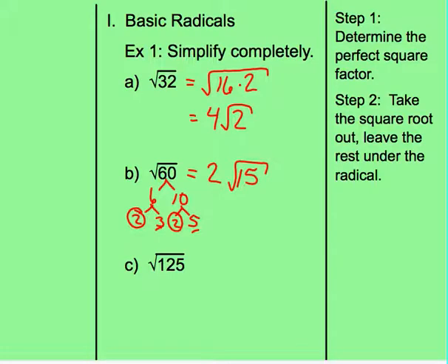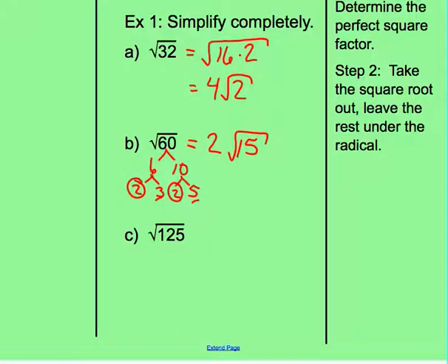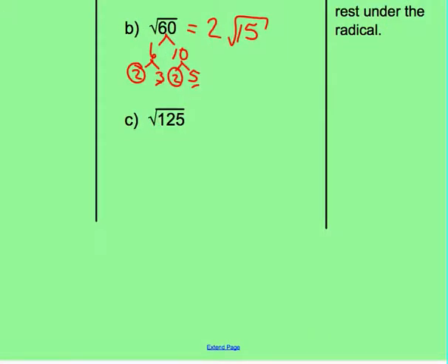And my last one, 125. Well, I know that 125 is 25 times 5. Square root of 25 is 5, and 5 was left over. So let me show this the long way since I got the same numbers, in case you're confused as to what happened there. 125 is 25 times 5. The square root of 25 came out of the radical. 5 was left over and stayed under the radical.